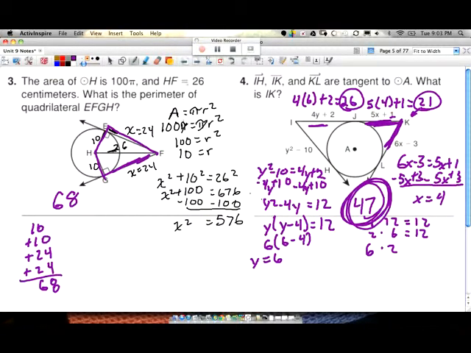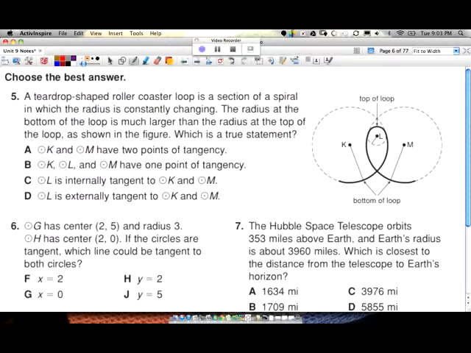Booyah. Let's do some more. Now we're into the multiple choice, I believe. Here we go. A teardrop-shaped roller coaster is this loop-de-loop thing, and the radius is constantly changing. The radius at the bottom of the loop is much larger than the radius at the top of the loop. So like right here, this radius is a lot longer than this radius, if that makes sense. Which is a true statement.